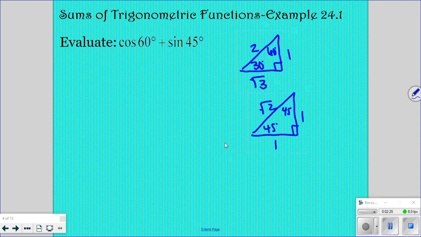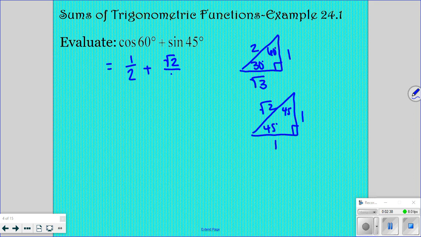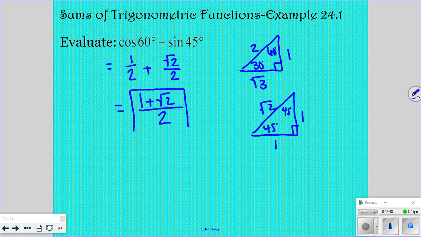So the cosine of 60 is going to be 1/2. And the sine of 45 is going to be 1 over the square root of 2, which, if you rationalize it, is going to be square root of 2 over 2. So those both have a common denominator of 2, so we can say 1 plus square root of 2 all over 2. So that would be your answer there.